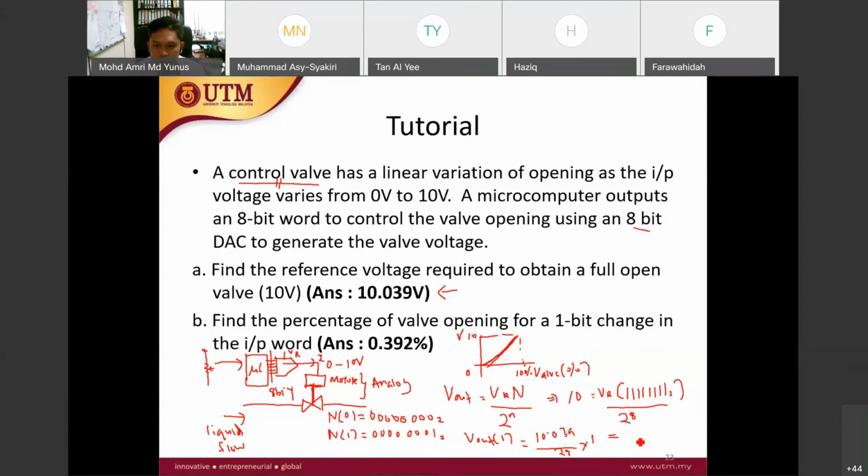Okay, 10.039 divided by 256, multiply, divide, 10.0. So you get 0.039 volt. So basically, this is the resolution, the smallest change it can provide. Okay, to find the percentage value.